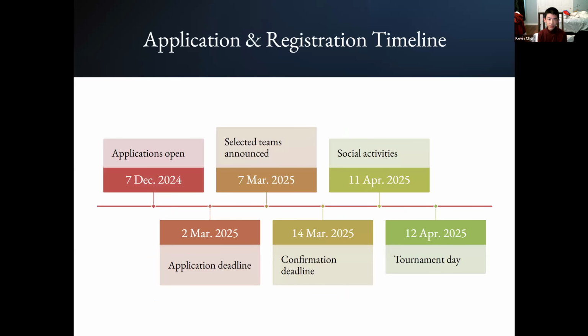Here's the application and registration timeline for the in-person SMT for 2025. As you can see, applications already opened in December of 2024, and the March dates are all the deadlines for the in-person SMT. And the social activities are the day before the tournament, and the tournament day is April 12th.